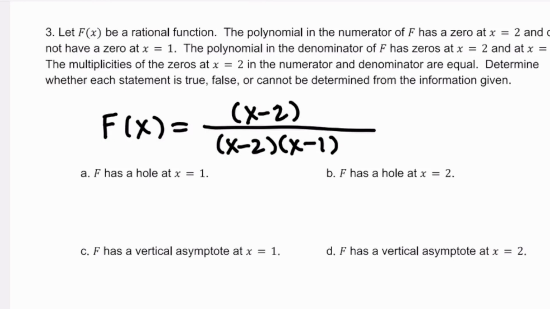A: f has a hole at x equals 1. That must be false because they said that the numerator does not have a 0 at x equals 1.